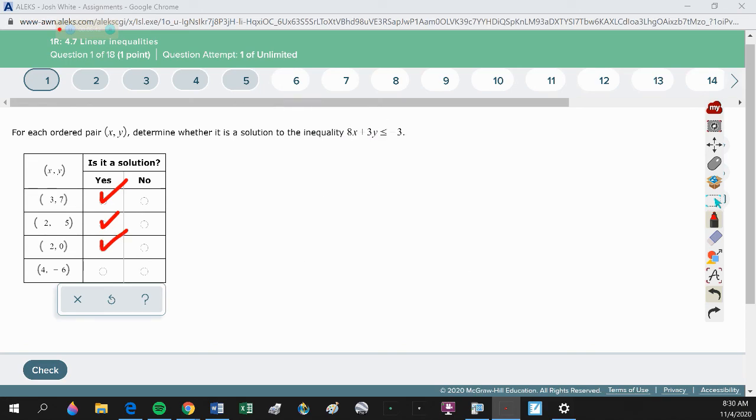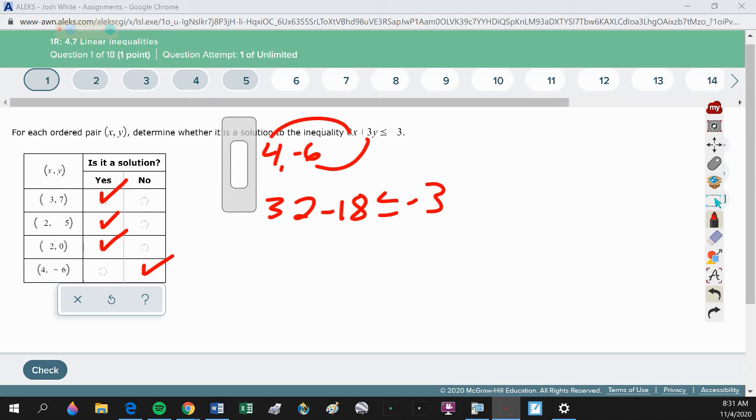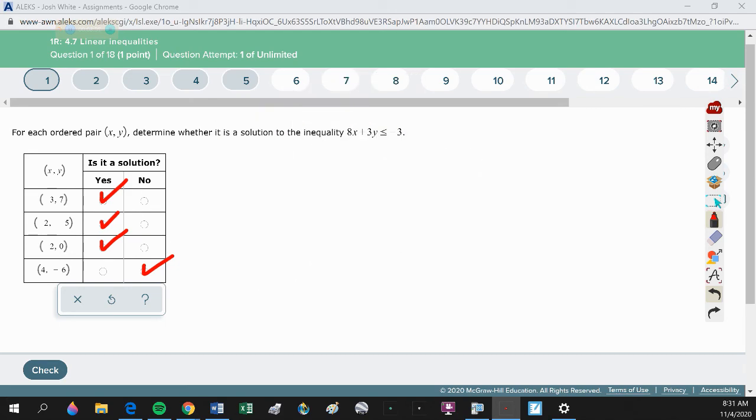Okay. And then 4, negative 6. That's 32. And that's negative 18. Is that less than or equal to negative 3? No. Now, here's the important thing today. What does that mean? Why did some points work and other points didn't work? Yeah, we need to graph it. So let's pretend that it's an equal sign, and let's graph it.